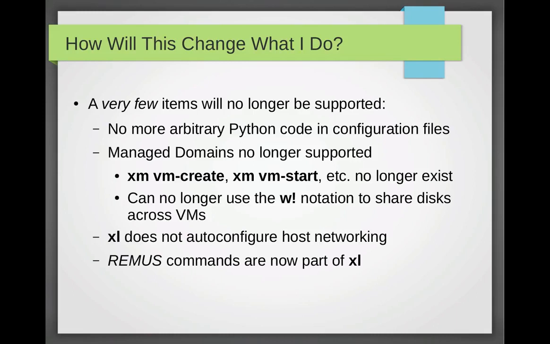And also, you'll notice that there are new things inside XL, like the REMUS commands. Now, the REMUS commands were separate under XM. REMUS, if you were not using REMUS before, is the high availability capability within Xen Project software. If you're working with the cloud, you're probably not using REMUS. If you're using something more traditional and you need something that provides traditional high availability, REMUS is an option for you. That's now part of the XL toolkit, as are many new features as they come in.